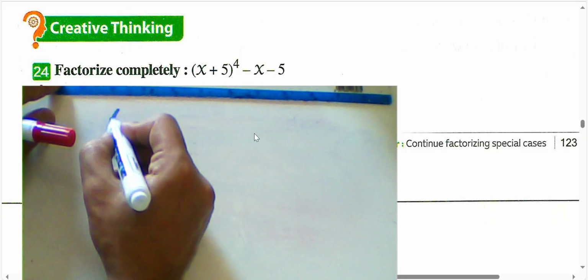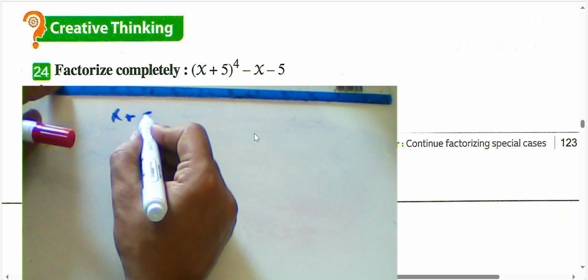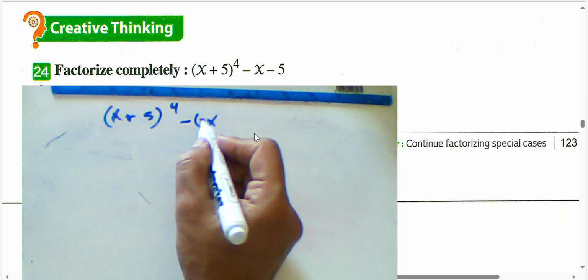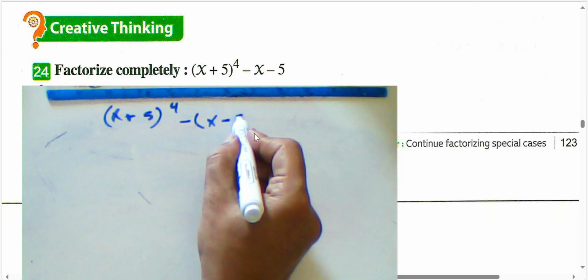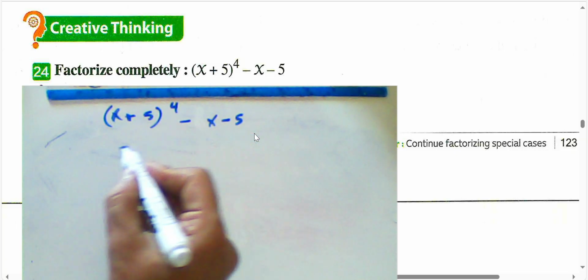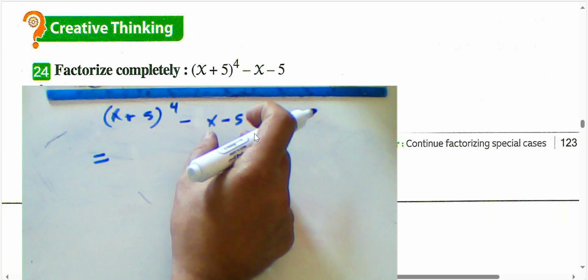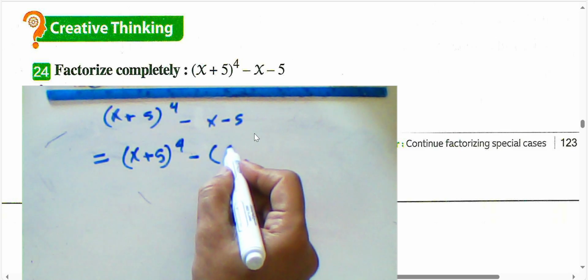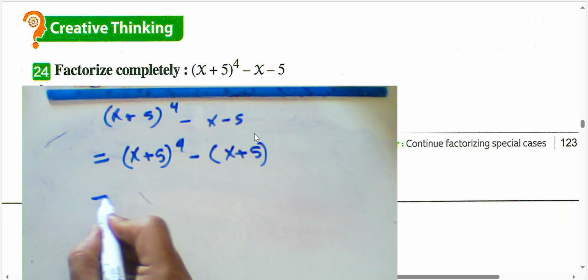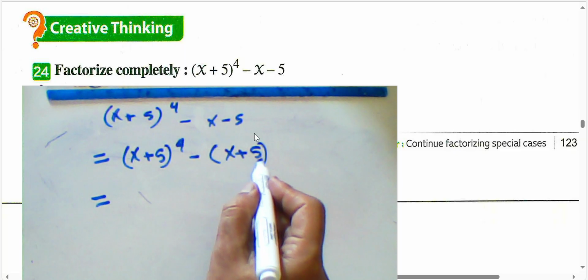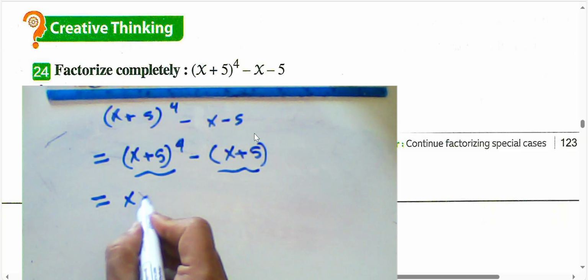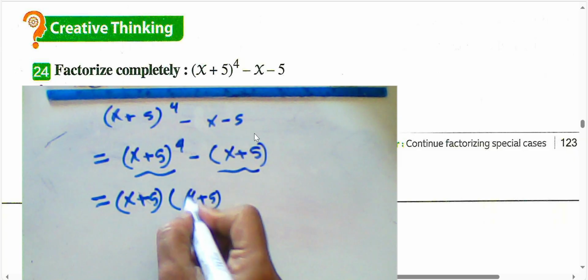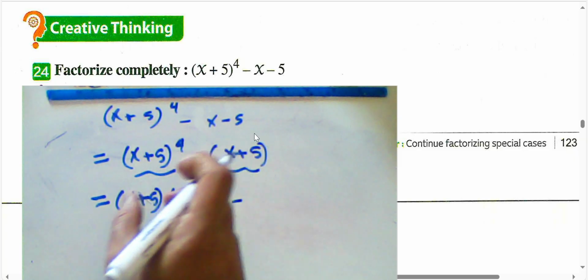We have x plus 5 whole power 4 subtract by x minus 5. Here we can take the negative as a factor between the two terms, so it is x plus 5 whole power 4 subtract by x plus 5. And then we can write this bracket outside as a common factor because it was repeating, right? X plus 5, and this bracket divided by itself will be x plus 5 whole power 3, subtract this expression divided by itself, it will be 1.